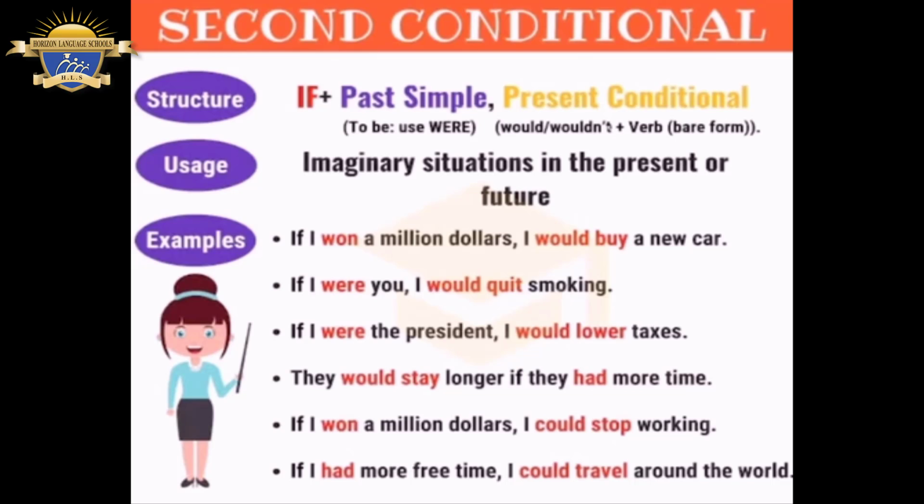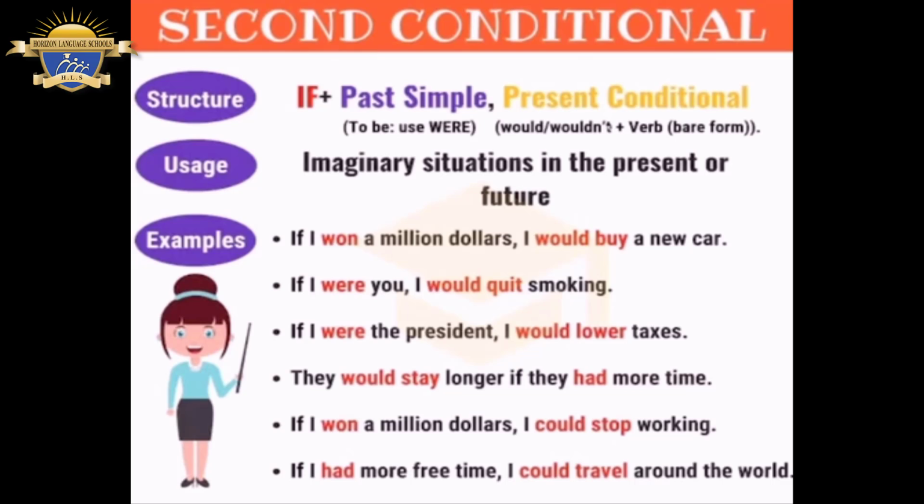But today we are going to take the second conditional. As we see in the structure here, it starts with if plus past simple, and after this it will be would or could plus the infinitive. Again, if plus past simple plus would plus the infinitive, or I can use could and the infinitive.